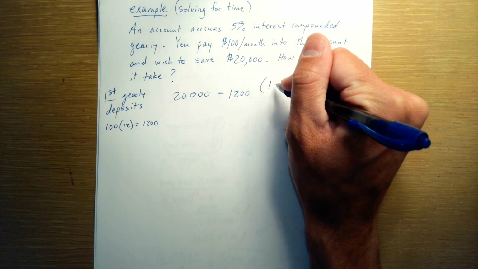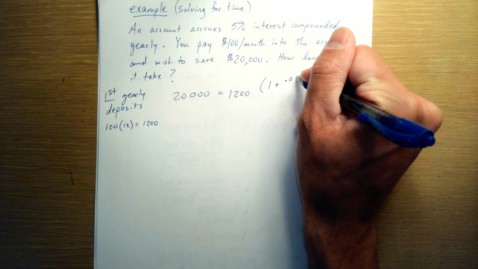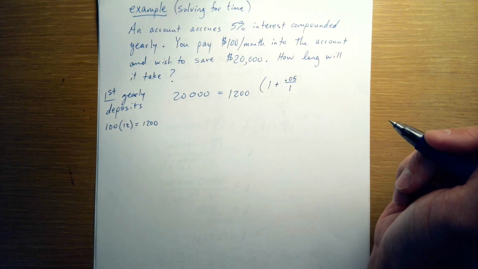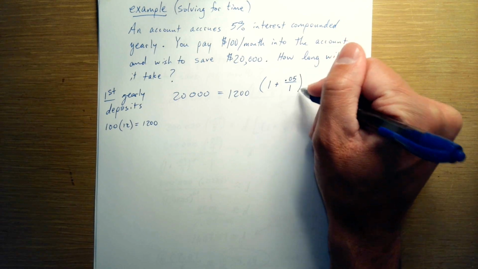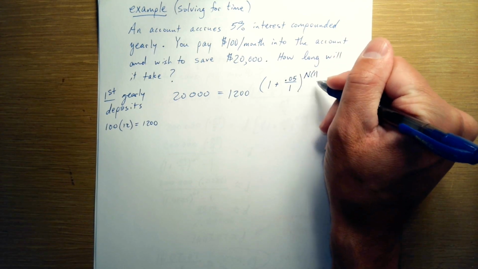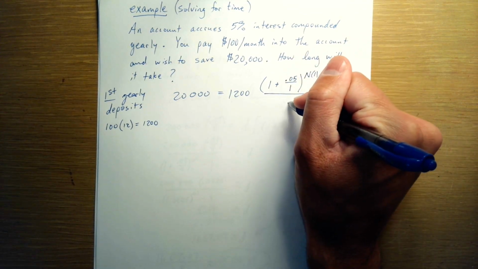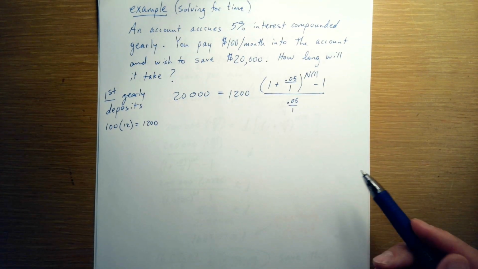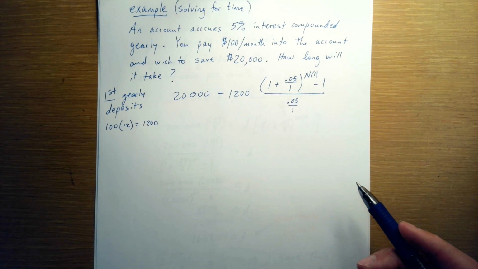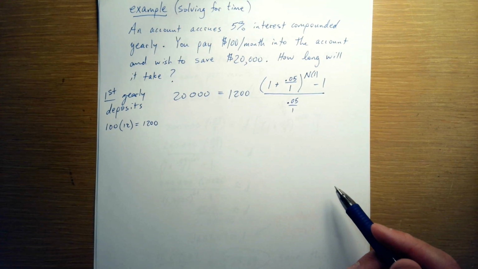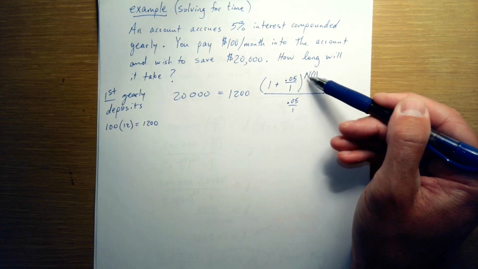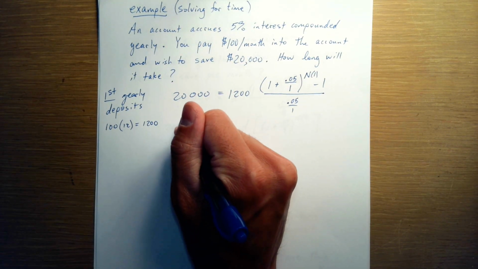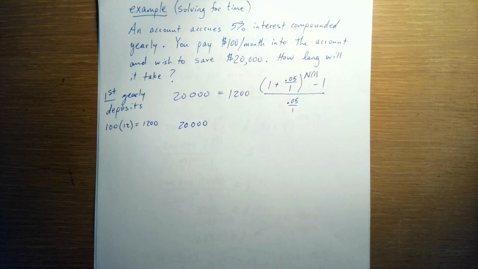And then to fill in the rest, we have 1 plus 0.05, which is our interest rate, over 1, because it's compounded yearly, so that's once per year, to the N times 1, minus 1, and then all that divided by 0.05 over 1. Okay, so now I want to get N by itself. I'll do as much as I can, but at some point we're going to hit a wall and we're going to have to use natural logs.